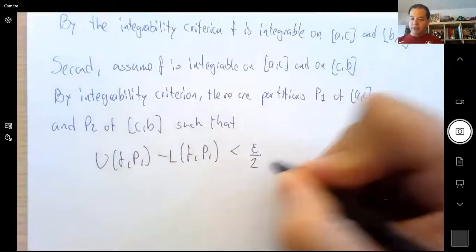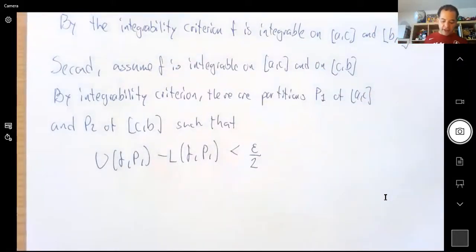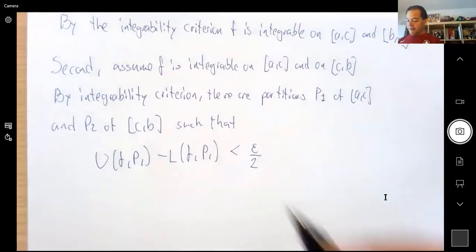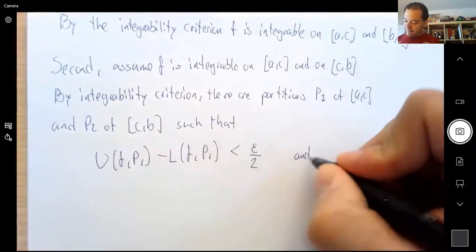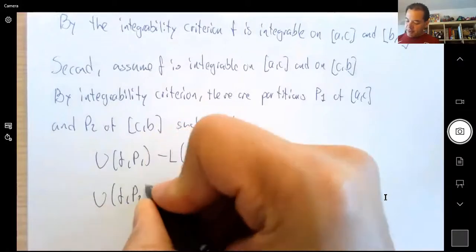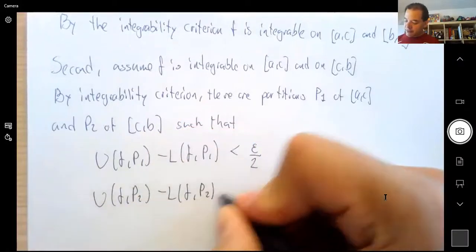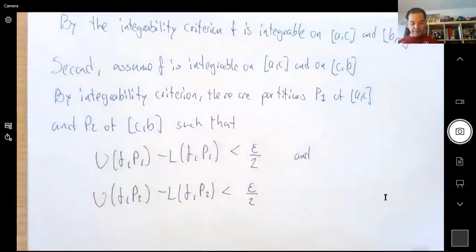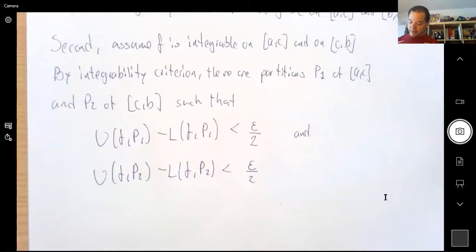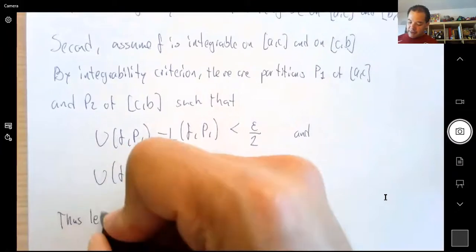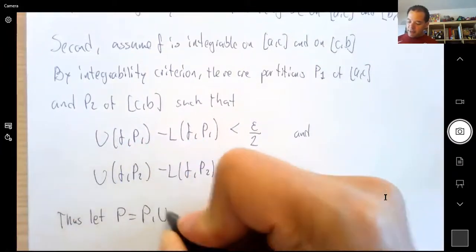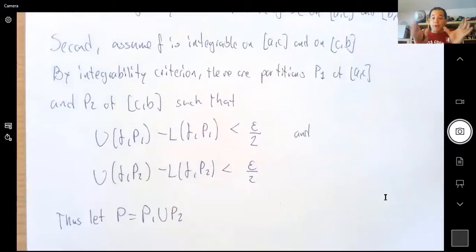usually epsilon, but now I'm going to use epsilon over 2 because you already have the idea that I'm going to add them, right? So these two are less than epsilon over 2, and the one for the partition P2 is also smaller than epsilon over 2. So then let P be P1 union P2, so put them together, right? So you have a partition on the left, you have a partition on the right. And each one of these two, the upper minus the lower sum is less than epsilon over 2.